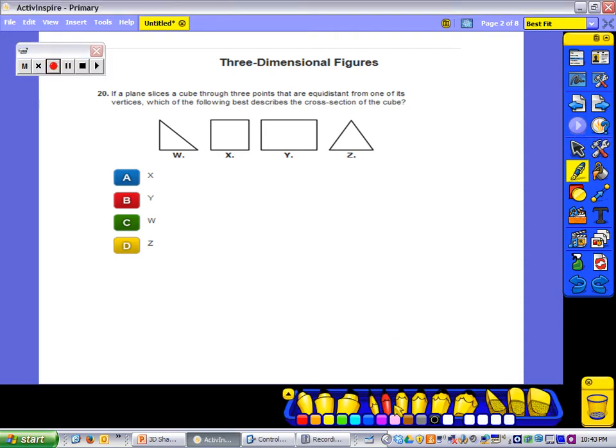Okay, this is a recording over three-dimensional figures from Study Island, and these are the tough problems. These are the problems that you were probably struggling with, so I'm going to go ahead and work them out now. If a plane slices a cube, let's go ahead and draw in our cube. If you don't know how to do this, you need to take notes so that you can do this in the future when you're given problems.